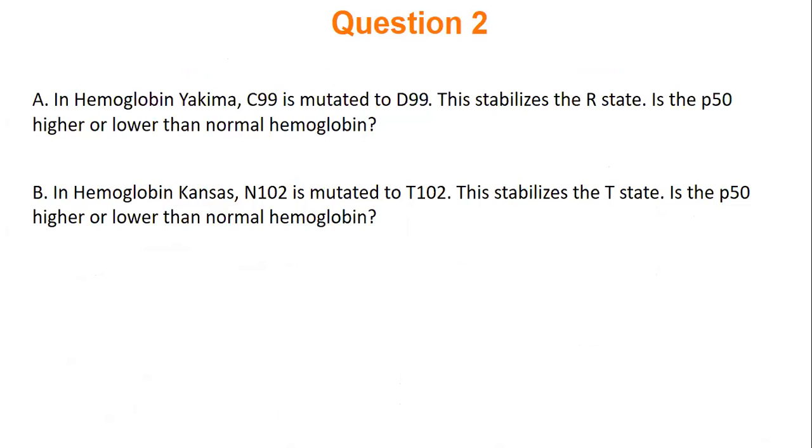I have a poll for this, but in a disease where you create hemoglobin Yakima, cysteine 99 is mutated to aspartic acid 99. This stabilizes the R state. Does the P50 go higher or lower? And let me get the poll up. Stop sharing those results. There we go. And in hemoglobin Kansas, asparagine 102 is mutated to threonine 102. This stabilizes the T state. Is the P50 higher or lower?